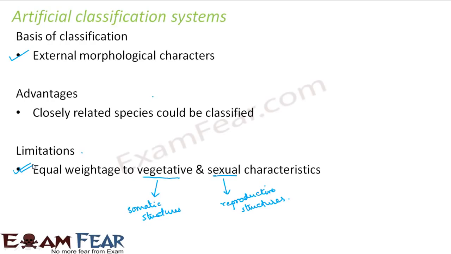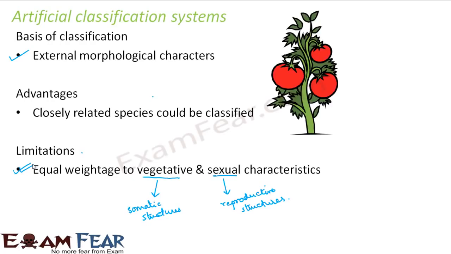For example, in a flowering plant or where you have fruits, their reproductive structures will remain the same. Doesn't matter even if they lose their leaves or the color of the leaves changes. So the sexual characteristics are not variable with time, but the vegetative characteristics will change with time. So it is really unfair to give both of them equal weightage to classify different types of plants. Sexual characteristics should get more importance than the vegetative characteristics.